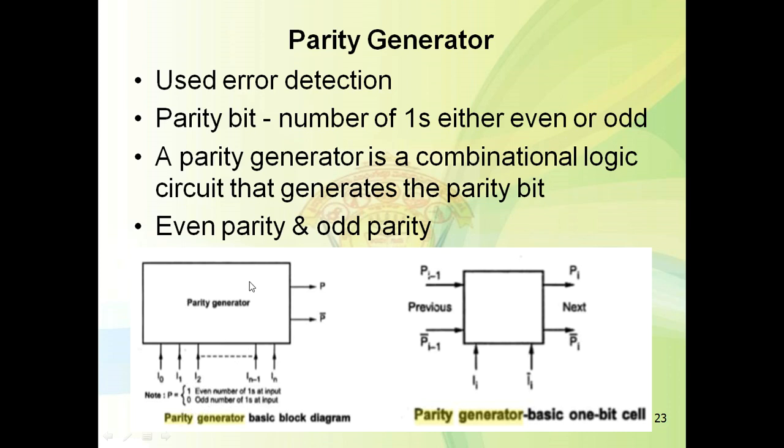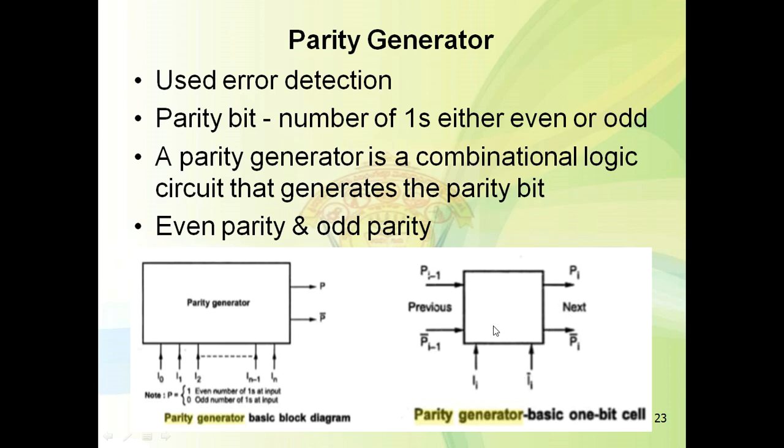Okay, so the parity generator will give parity bit P equal to 1, or it will set the bit, when the number of ones is even, and it will reset the bit, or set P bar equal to 1, when the number of ones is odd. So we can say this is even parity and this is odd parity. Then we will see the basic one-bit cell of the parity bit generator.